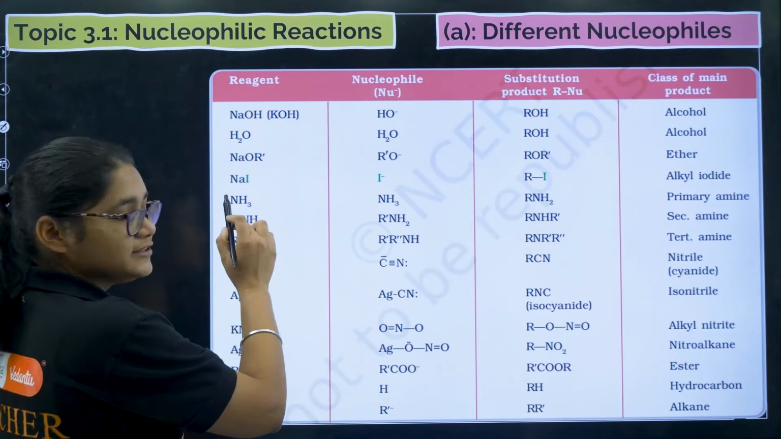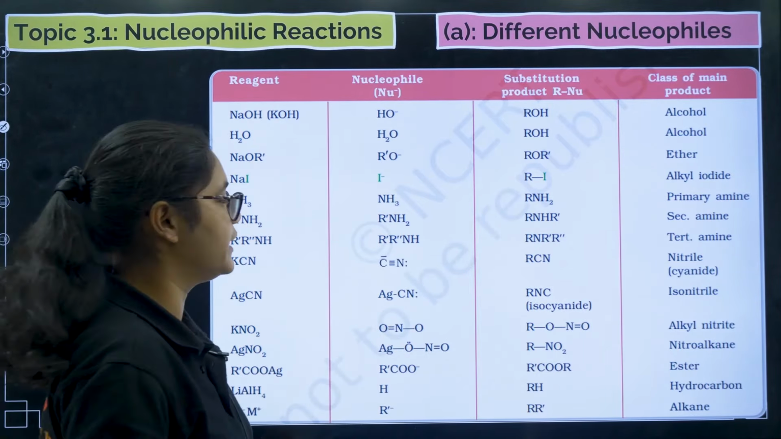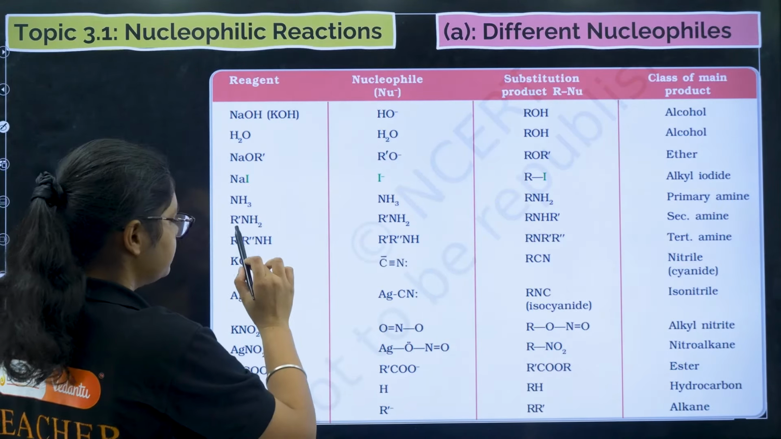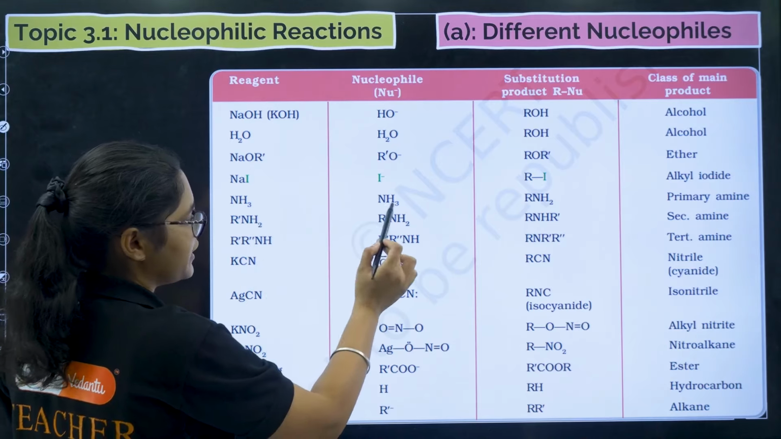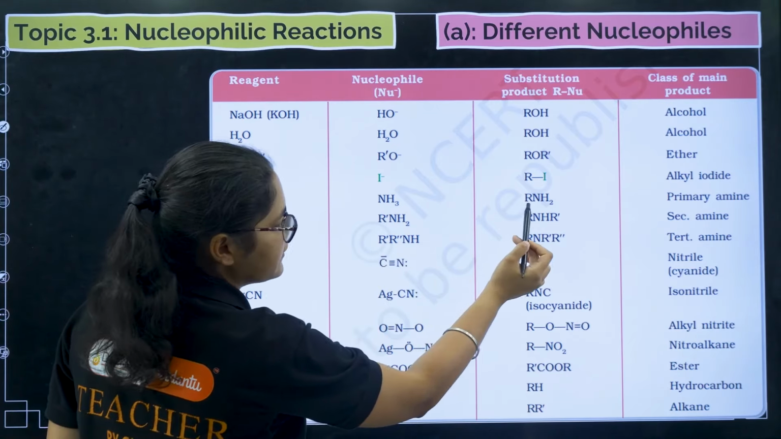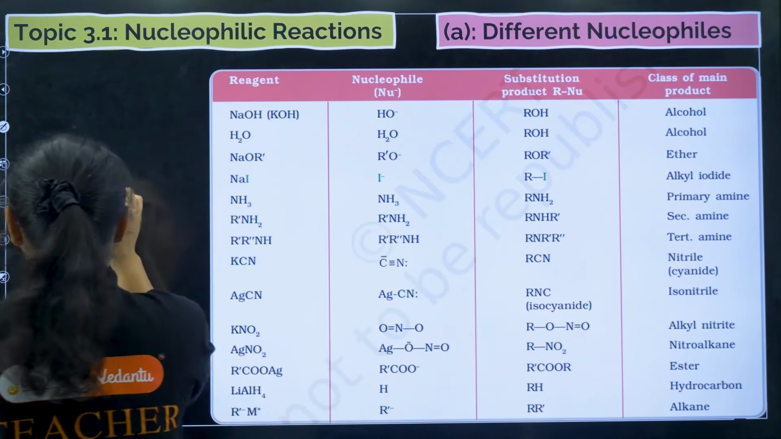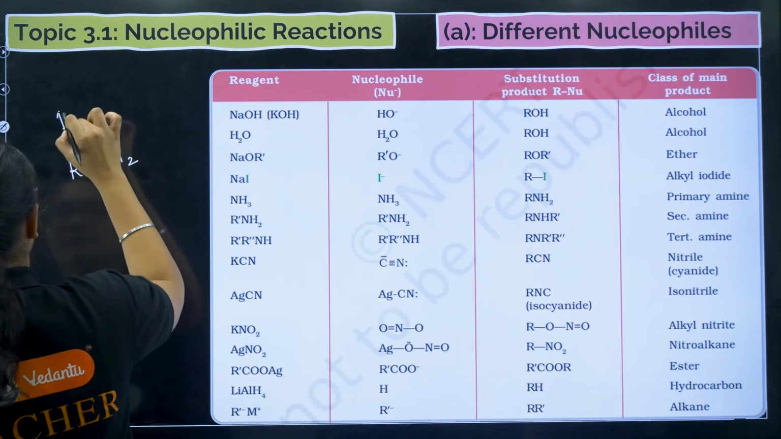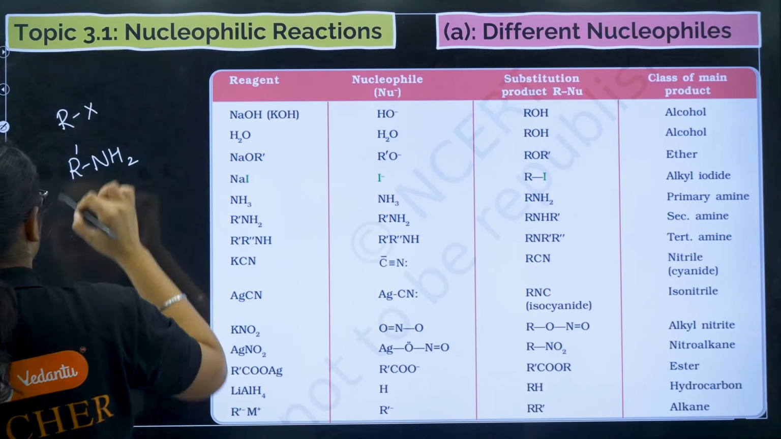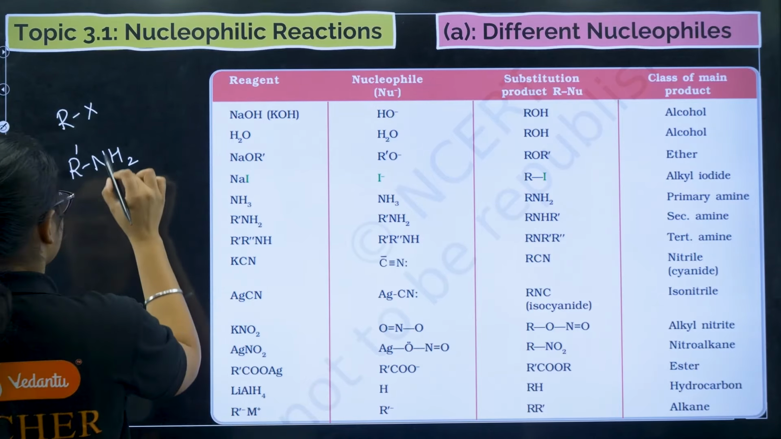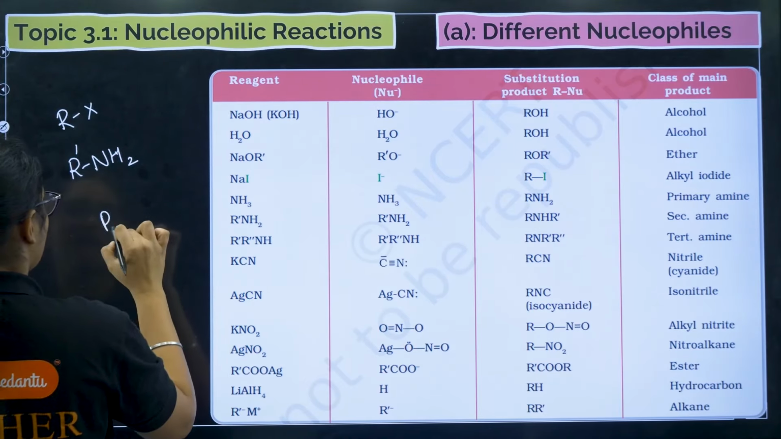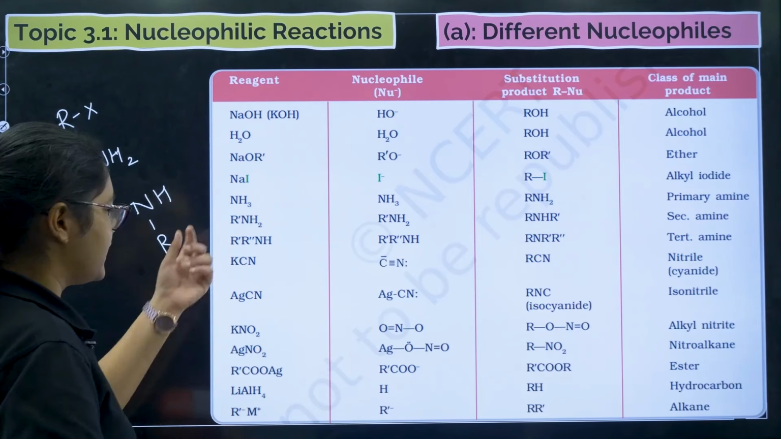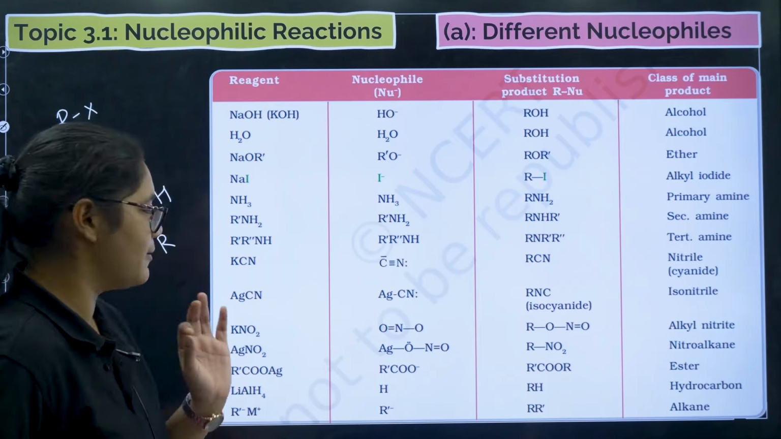If you react RX with NH3, you will get amines, that is RNH2. Now if you have this RNH2, R dash NH2, and you are reacting it with R dash X, then H and X will form a bond and we will have R dash NH R. Like this reaction we have studied, we will study in detail in amines, so we can leave it for now.